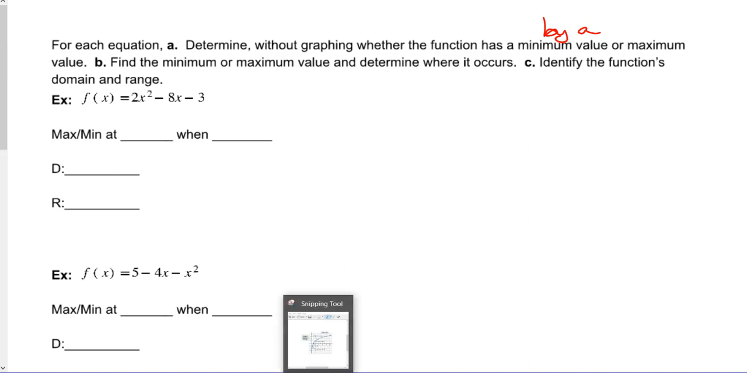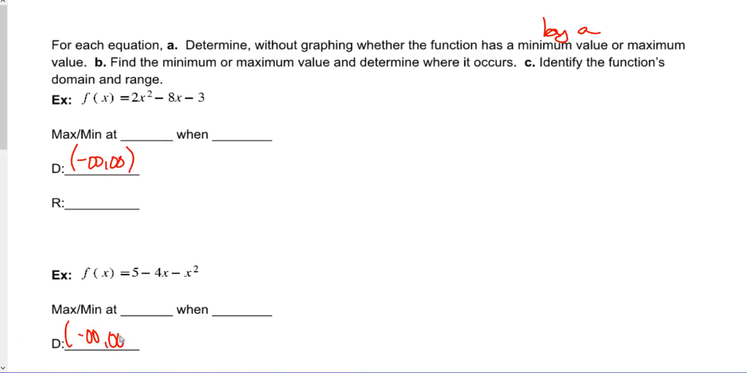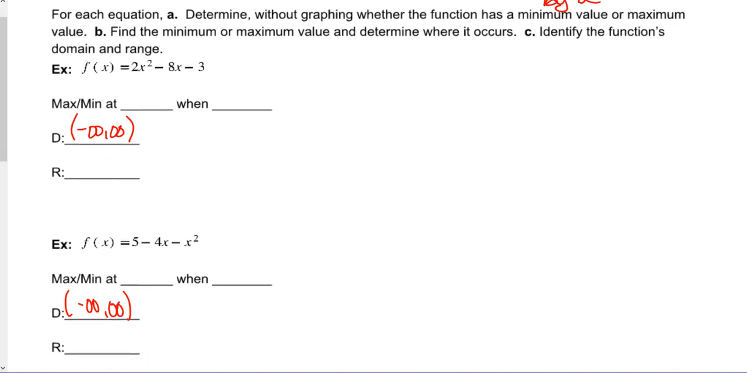Find the minimum or maximum value and determine where it occurs. Identify the function's domain and range. Well, we can easily put in the domain right now because we know if it is a function that the domain of any parabola or quadratic function has to be all real numbers. So that's done, okay? Now, for f of x, we are determining A.